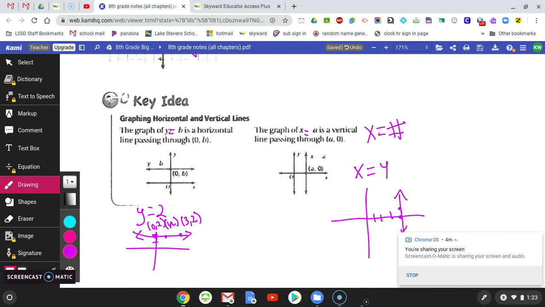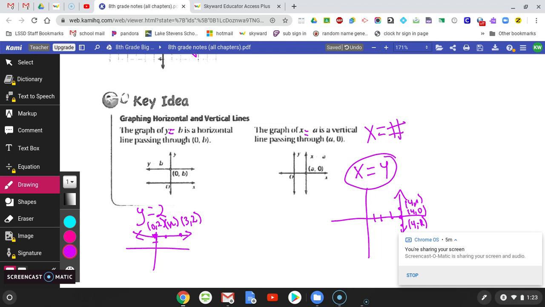Well, think about points that you have on here. This would be the point 4, 0. This would be the point 4, 1. This would be the point 4, -1, excuse me. What is x? X is always 4, and that's what this is saying. X is always equal to 4.